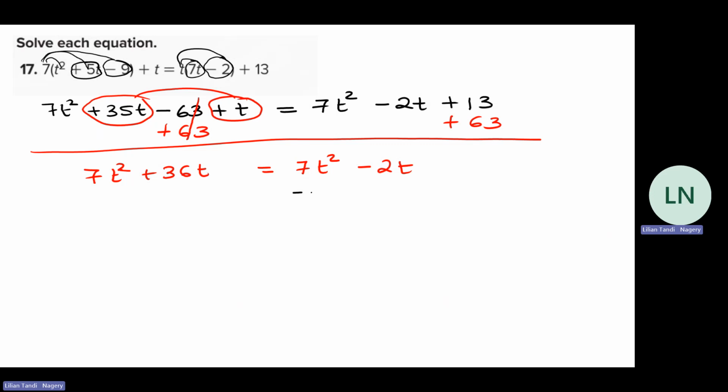I can subtract 7t squared. This goes. This goes. We have 36t equals to negative 2t. Then t is 0. It says here no solution.